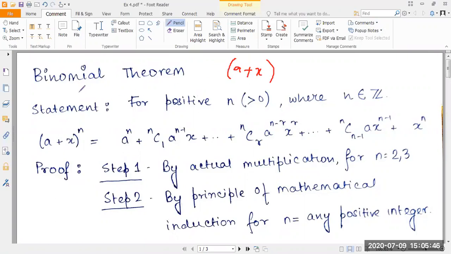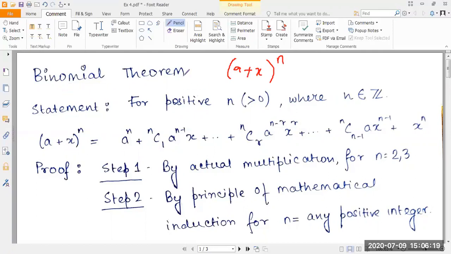Now, the binomial theorem is used to determine the expansion of such a binomial expression raised to some positive exponent, since such expansions cannot be simply derived through mere repetitive calculations. Had this been raised to the power 2 or 3, I would have used the formula of (a plus b) whole square or (a plus b) whole cube. But if it's (a plus x) to the power n, let's say n equal to 7, it's very difficult to expand it by mere repetitive multiplication. So that is where we use the binomial theorem.